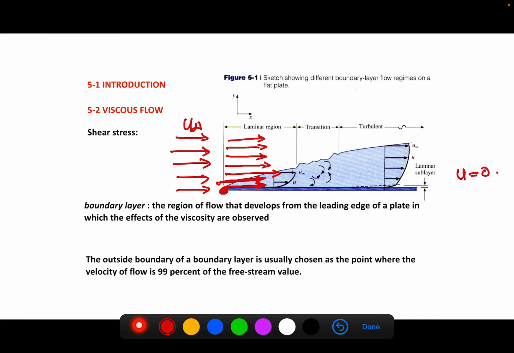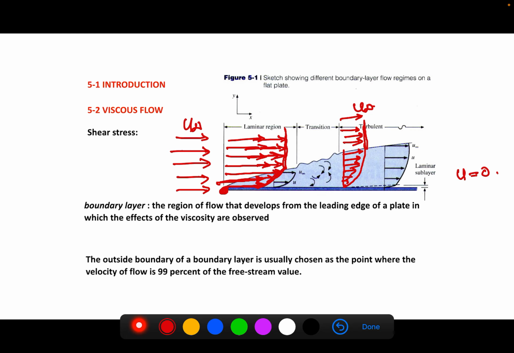You can see this formation here, and outside it will be straight, the same. If you take a line here, the velocity will increase like this. Everywhere outside you can see u infinity, but here it is less than u infinity. See, it is reducing and becoming zero.